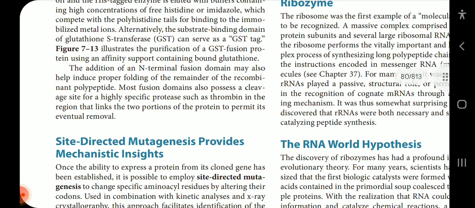Now, the addition of an N-terminal fusion domain may also help induce proper folding of the remainder of the recombinant polypeptide. Most fusion domains also possess a cleavage site for a highly specific protease, such as thrombin, in the region that links the two portions of the protein to permit its eventual removal.